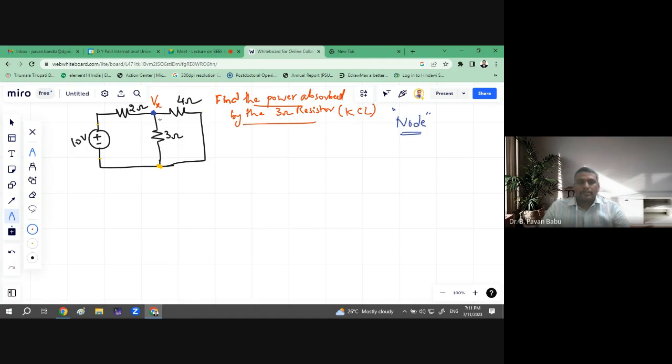So this is how we first need to identify the node when we want to solve the problem. Next, we have identified the node. In order to apply KCL, we need to identify the incoming currents and outgoing currents of the branch elements of that particular node. Here, this I can consider as a branch.